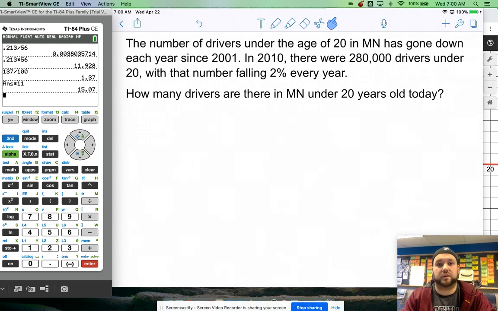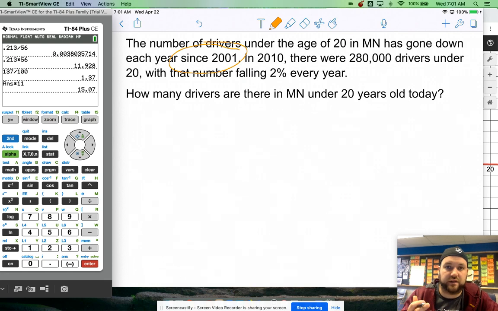So here's an example. The number of drivers under the age of 20 in Minnesota has gone down each year since 2001. In 2010, there were 280,000 drivers under the age of 20, with that number falling 2% every year. So every year there's 2% fewer drivers than there were the year before. How many drivers are there in Minnesota under 20 years old today? So here's what we're going to do. This 2001 is kind of unnecessary information.